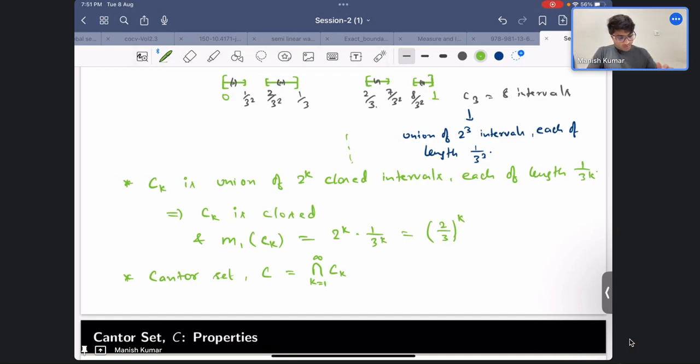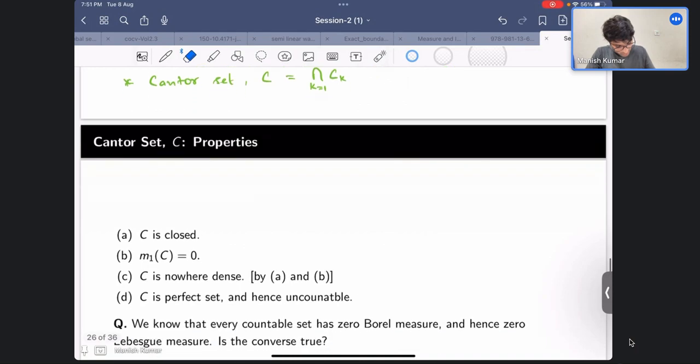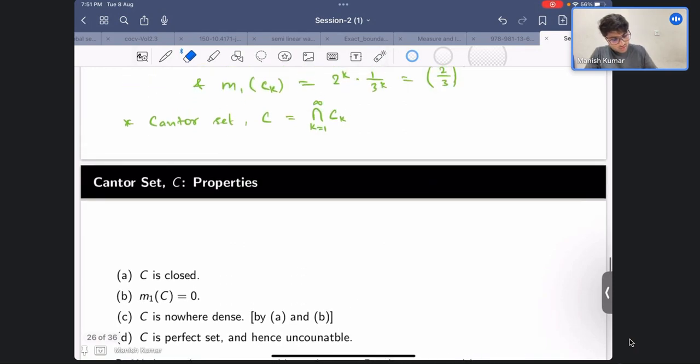Now each Ck was closed. Now a countable intersection of closed sets is also closed. Okay, so that I think in the next slide I'll tell. Since this is a countable intersection of closed sets, in fact any arbitrary intersection of closed sets is closed, that is why C is closed.